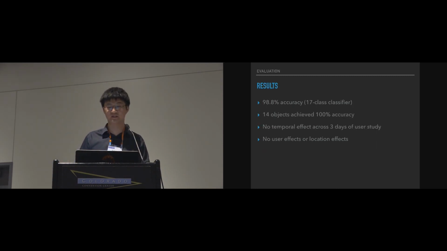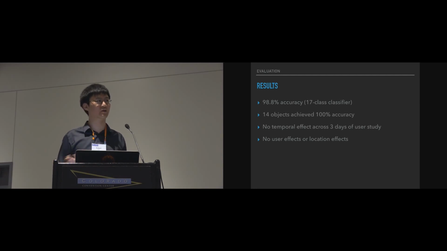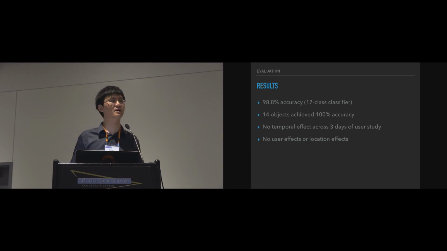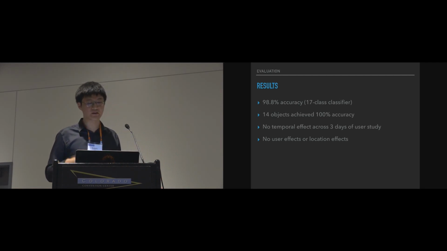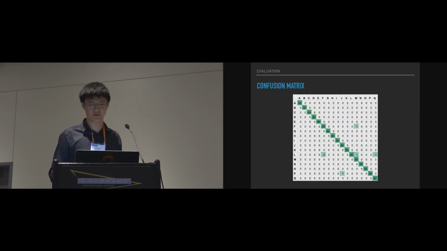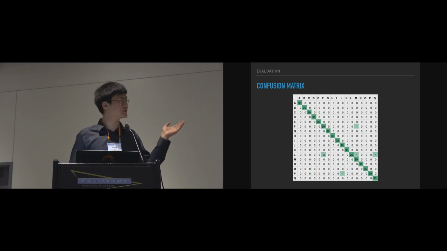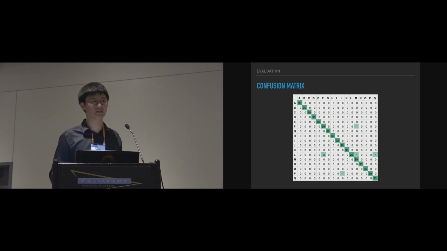Our results show that we can classify all 17 objects at an aggregate of 98.8% accuracy. 14 of our objects actually achieved perfect accuracy throughout our study. And we didn't find any temporal effects over the 3 separate days, nor any user-specific effects or effects from our different zones. And here, if you like confusion matrices, there they are. The legend for all of these different devices can be found in the paper.